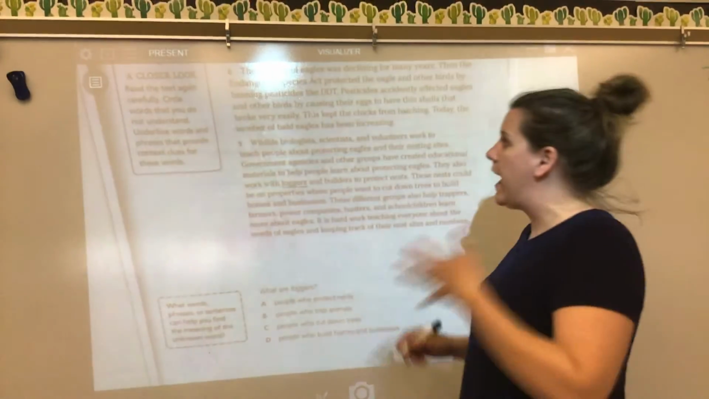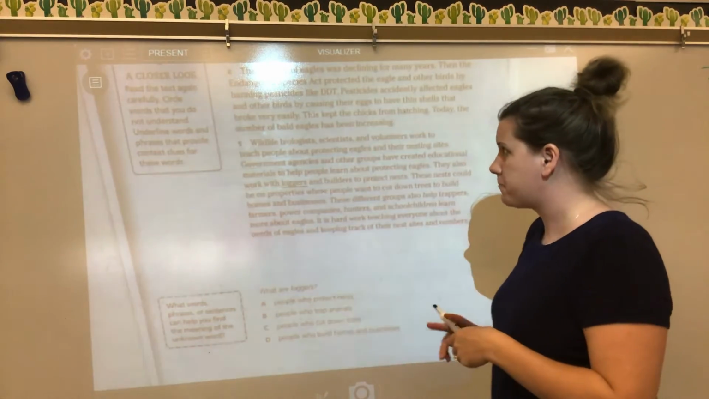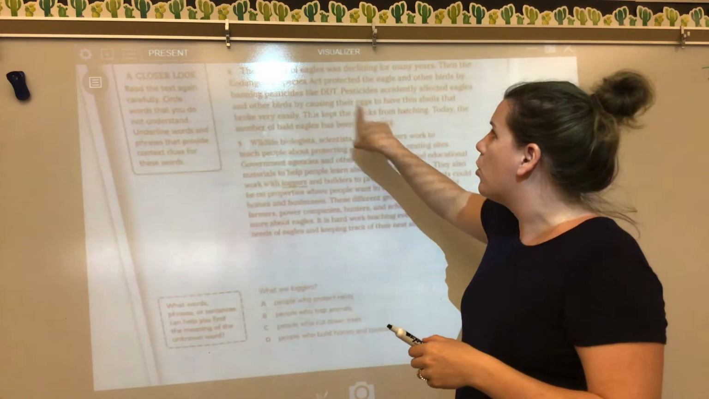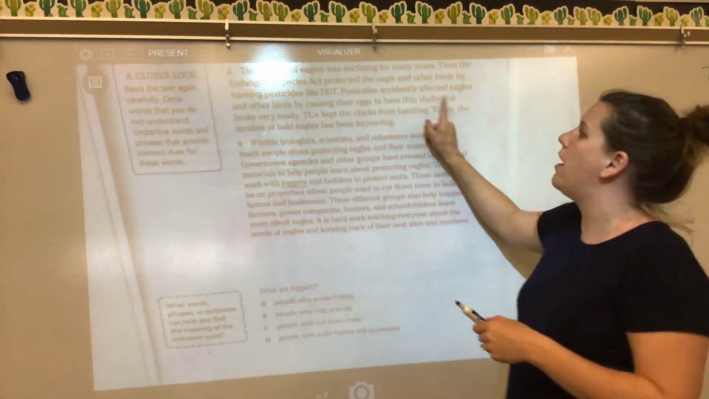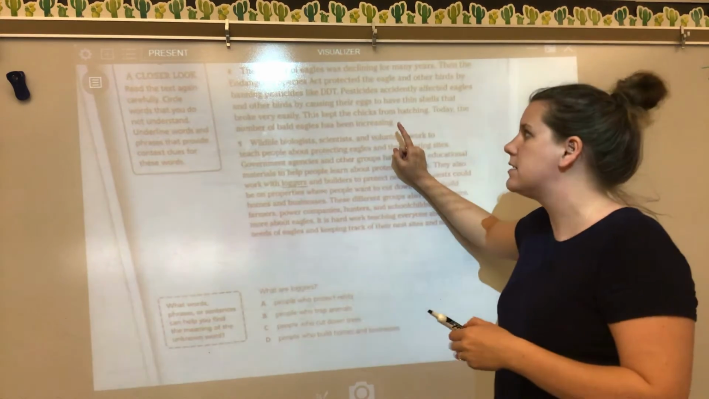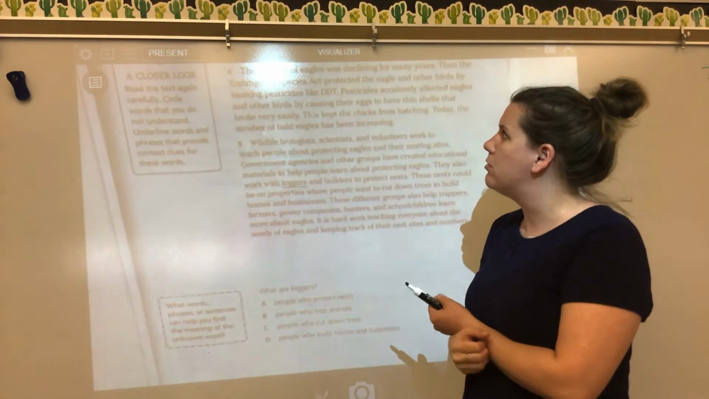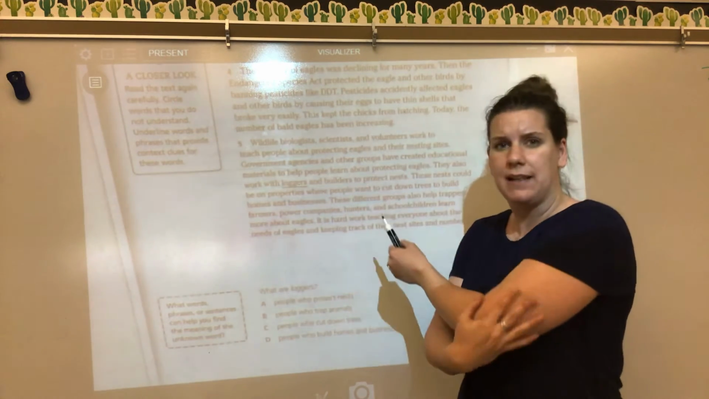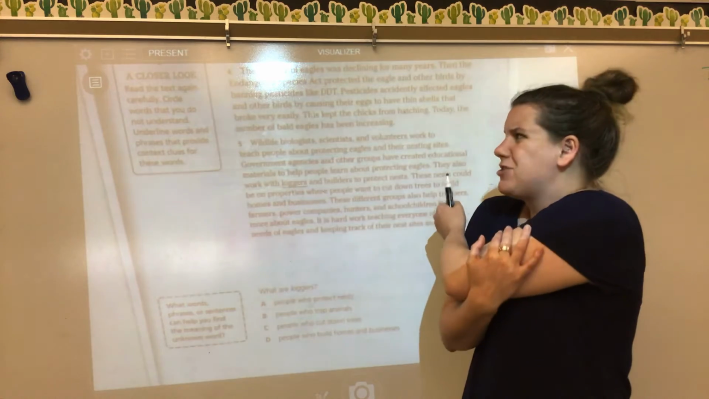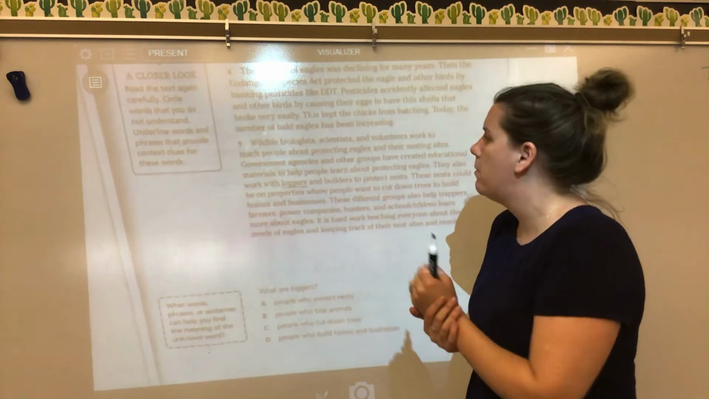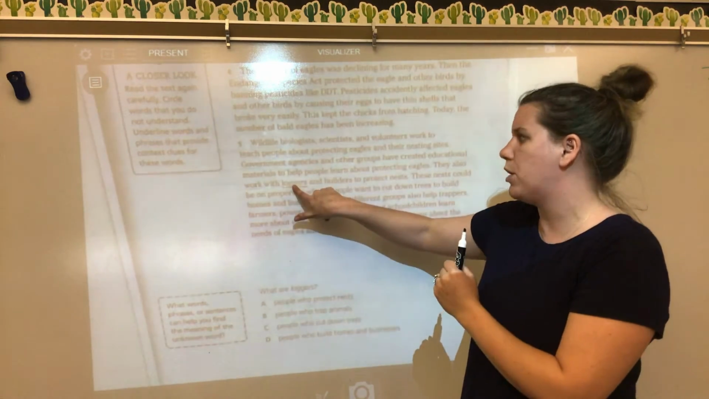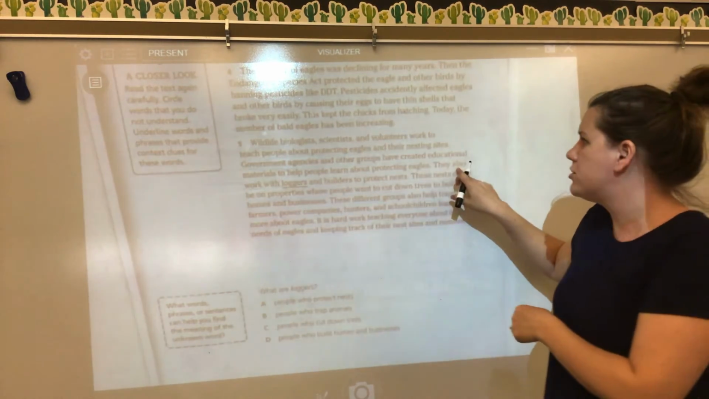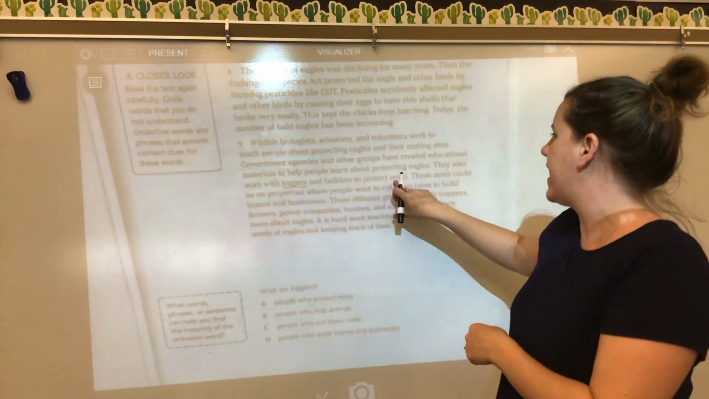Okay, so you should have read paragraphs 4 and 5. I thought it was interesting about the pesticides and how they were causing eggs to have thin shells that broke easily, and that kept eagles from really reproducing, and that was the reason their numbers were declining so much. I didn't realize that. But you should have found the word loggers underlined, and it's asking what loggers are.